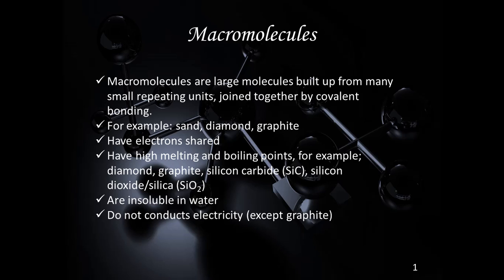These are the most common, and out of these four, two are very common and special: diamond and graphite. Now diamond and graphite are allotropes of each other. So what is meant by allotropy? Allotropes or allotropy means the forms of the same element having the same chemical properties but different physical properties.